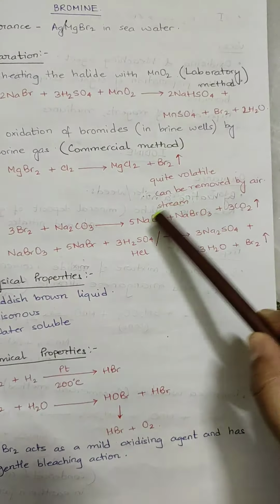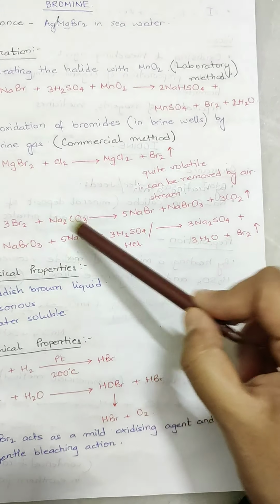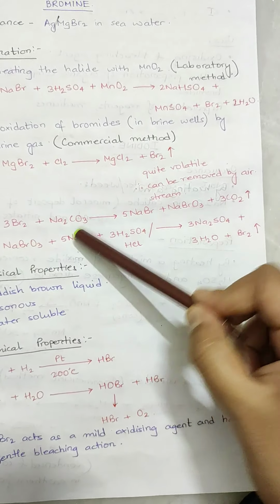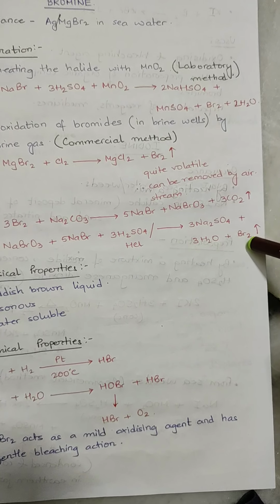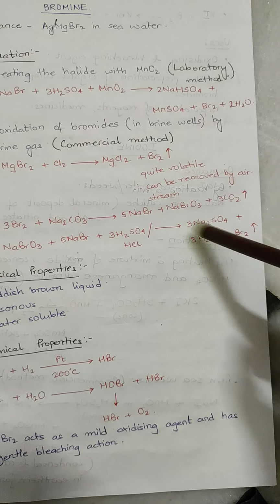So these two are taken and they are made to pass through concentrated sulfuric acid or concentrated HCl, as a result of which the bromate and the bromide from both these compounds get displaced in the form of bromine. This type of reaction is an example of what we call the comproportionation reaction.